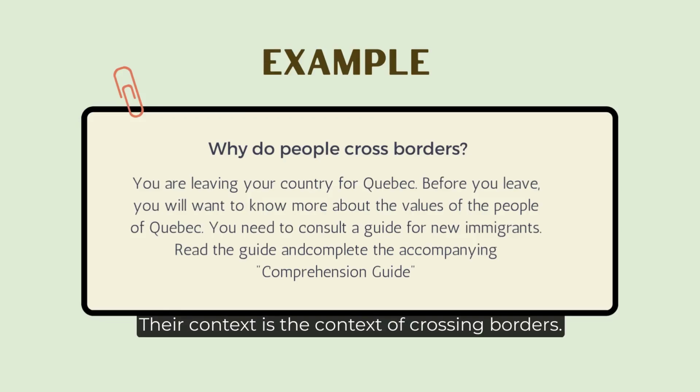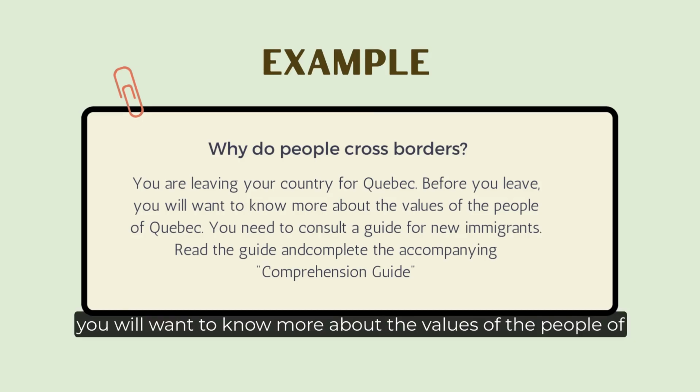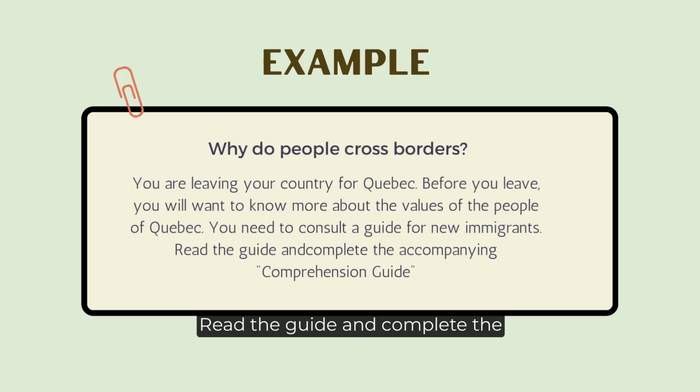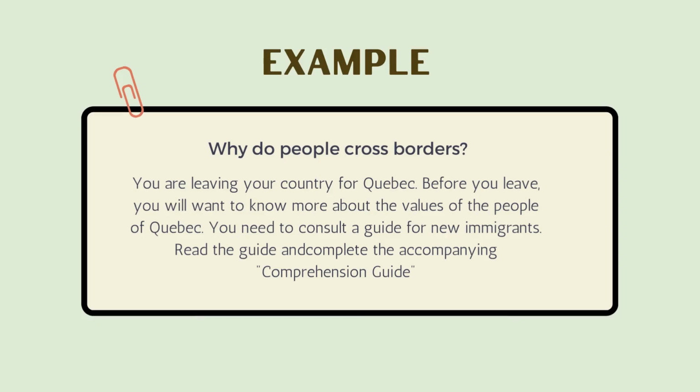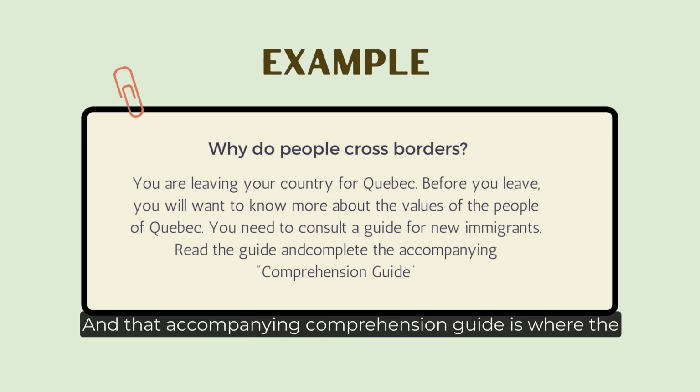Their context is the context of crossing borders, and they ask the essential question: why do people cross borders? They say in the interpretive phase, you are leaving your country for Quebec. Before you leave, you will want to know more about the values of the people of Quebec. You need to consult a guide for new immigrants. Read the guide and complete the accompanying comprehension guide. In that accompanying comprehension guide is where the learners will find both their literal comprehension questions as well as their interpretive read between the line questions.